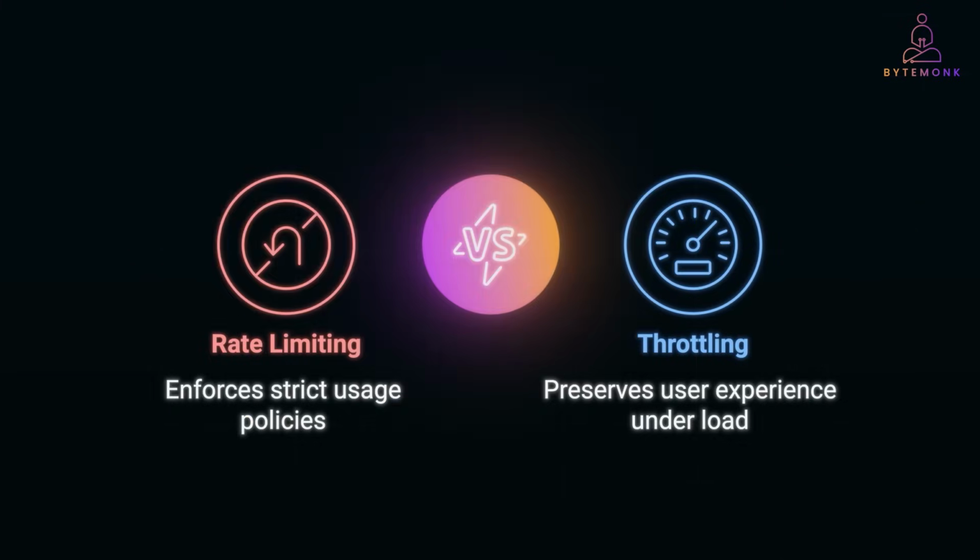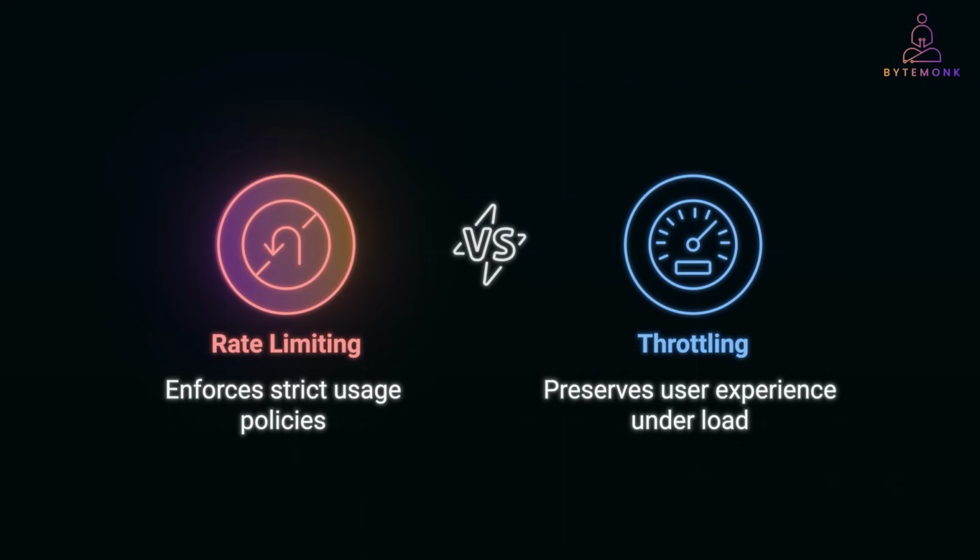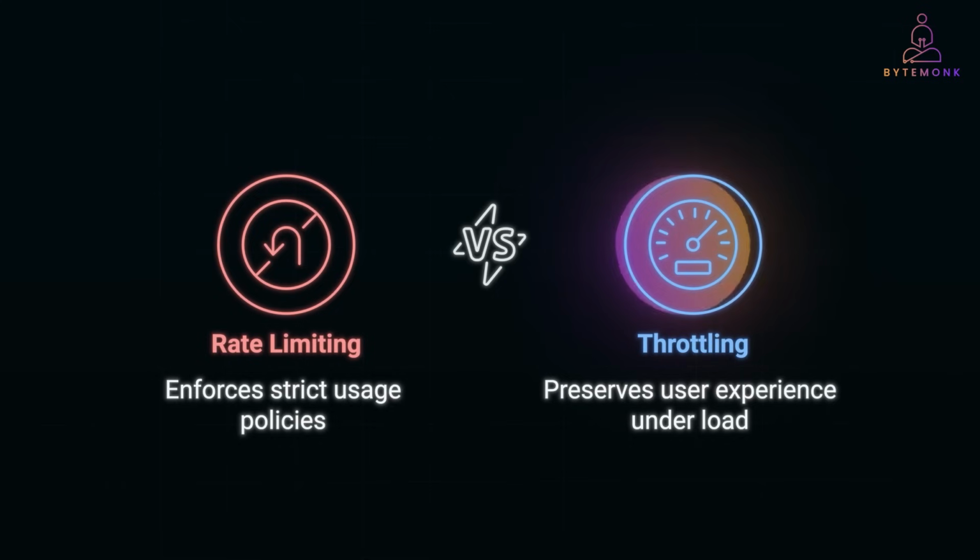So, rate limiting is ideal if you want to enforce strict usage policies, like fixed quota for free versus paid tiers. And it is straightforward. You hit the cap, you get denied. Throttling is great for preserving user experience under heavy load. So instead of slamming the door, you slow requests. And it's often used when you still want to serve all traffic, but just at a controlled pace.